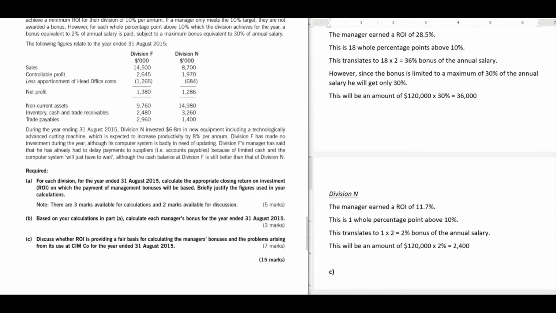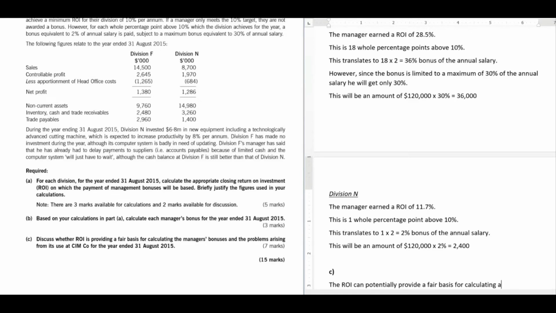And this is a typical ROI question, that there'll be some manipulation going on for the ROI. The guy with the higher bonus is manipulating it, and the guy with the lower bonus is doing everything right, and we need to analyze that, okay? So let's talk about first the fair basis. The ROI can potentially provide a fair basis for calculating the bonuses.